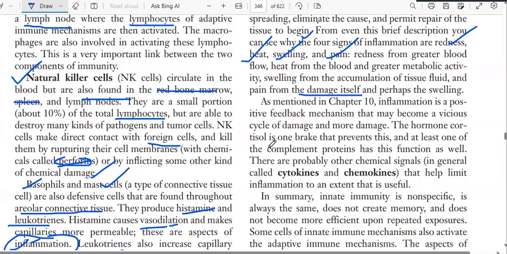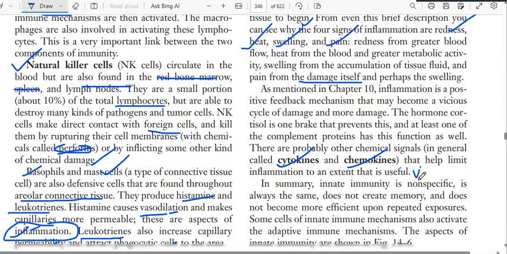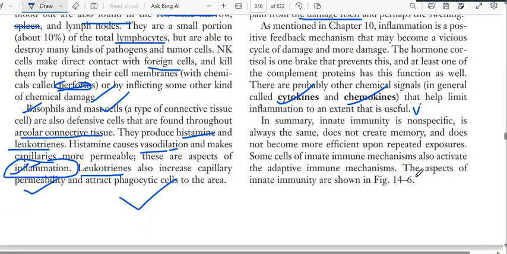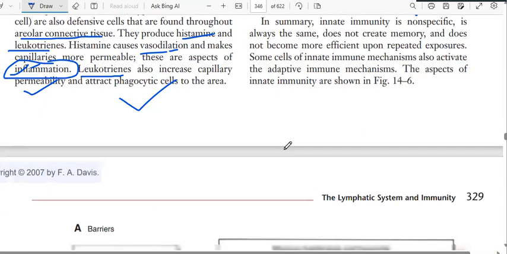The hormone cortisol is one brake that prevents this. At least one of the complement proteins has this function as well. There are probably other chemical signals, cytokines and chemokines, that help limit the inflammation to the extent that is useful. So basically, if you got any injury here, the inflammation is present in that area only because of the cytokines and chemokines, which will prevent the spreading of inflammation. Okay.